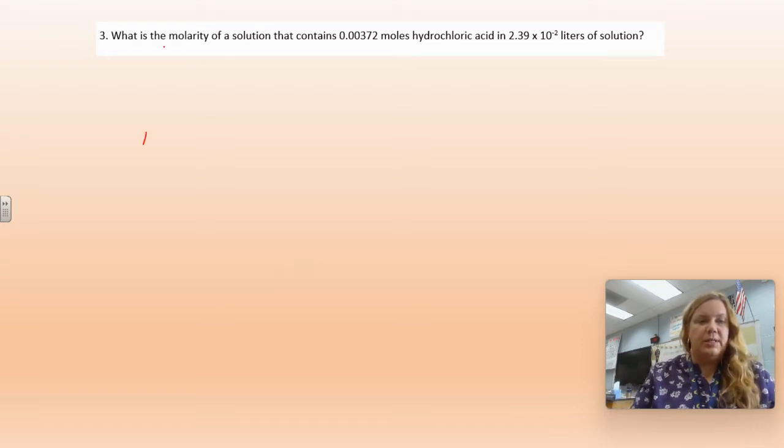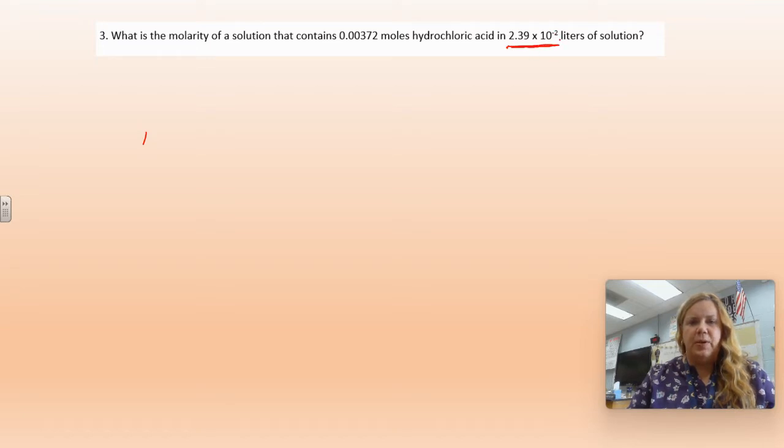So number 3 is, what is the molarity of a solution that contains 0.00372 moles of hydrochloric acid and 2.39 times 10 to the negative 2 liters of solution? First of all, I feel like I have a lot of students that get kind of wigged out a little bit by this number right here. And so you know that 10 to the negative 2 is simply moving your decimal places 2 places to your left. So this is the same number, although you could just punch in 2.39 times 10 to the negative 2.